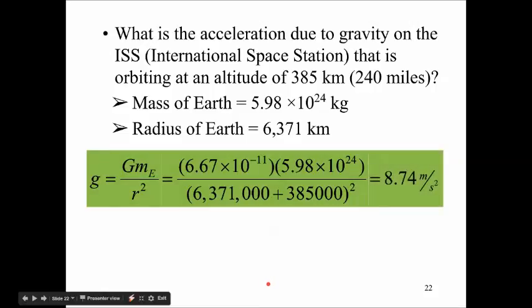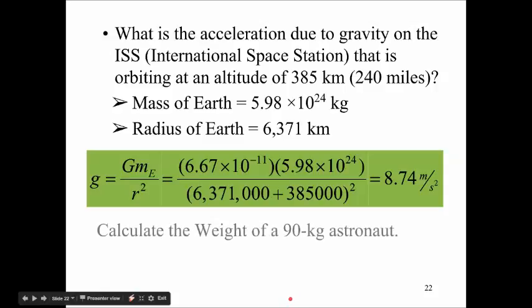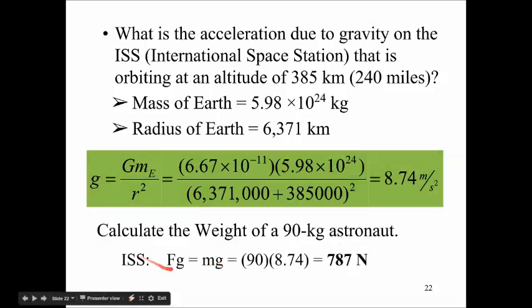So that comes out to 8.74 meters per second squared. Well, that's not very much less than 9.8, is it? Let's go ahead and calculate the weight of a 90 kilogram astronaut on the International Space Station. We take the 90 times 8.74, and we get 787 newtons. Just for reference, on Earth, using 9.8, it's 882.